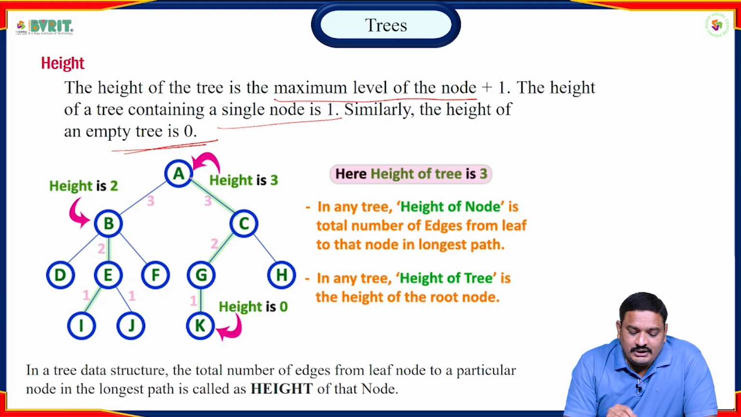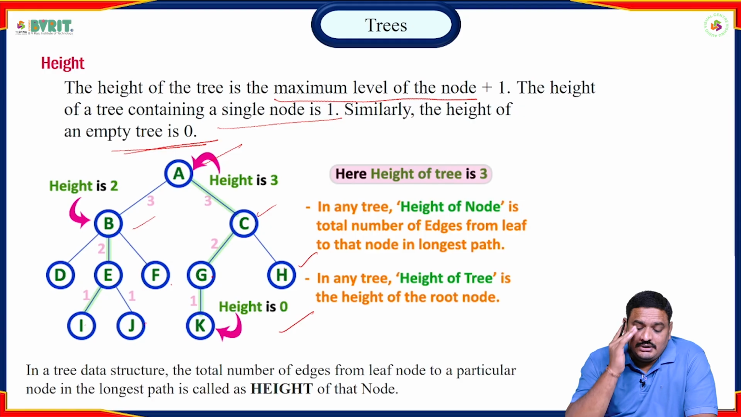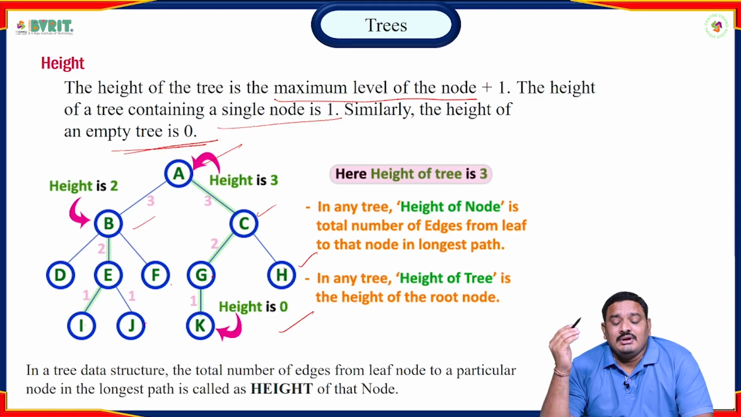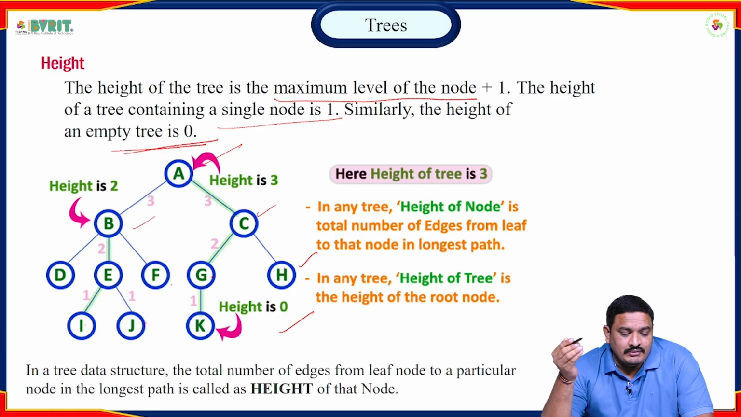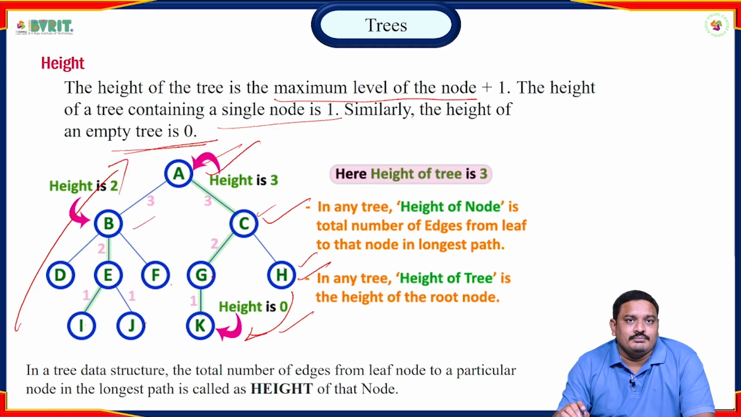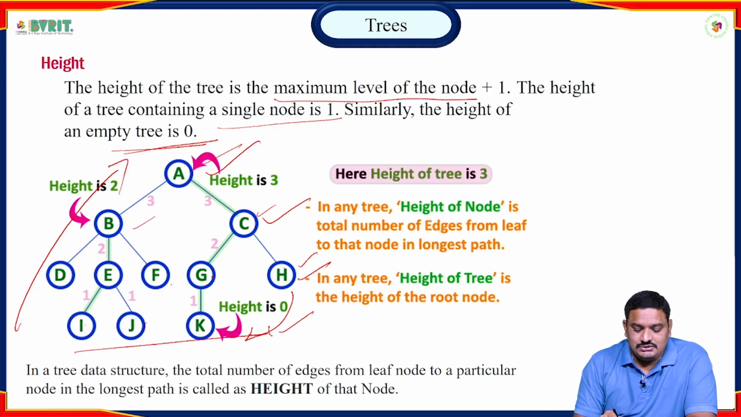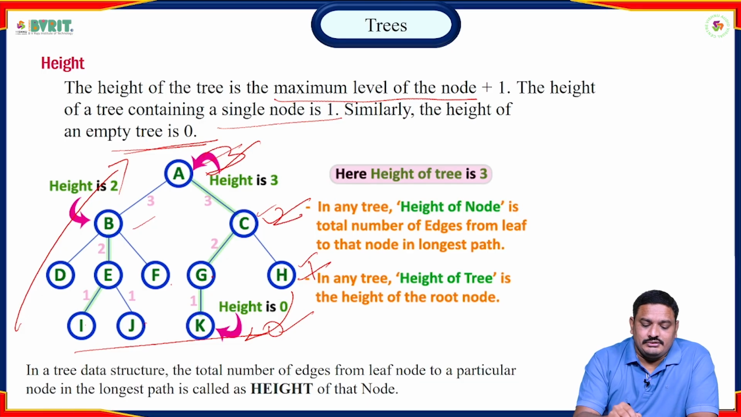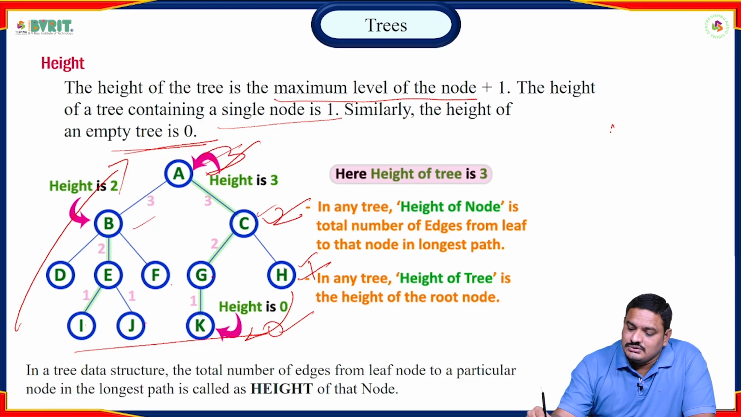Here the A node is the root node, B and C are the child nodes, D, E, F, G, H is another level, I, J, K is another level. The height of the tree means the maximum level of the node plus 1, that is, incrementing the level by 1. This one is height 0, this one is height 1, this one is height 2, this one is height 3. It can be approached from bottom to top. Bottom to top. This is 0, 1, 2, 3. Like that. Suppose, see one example.